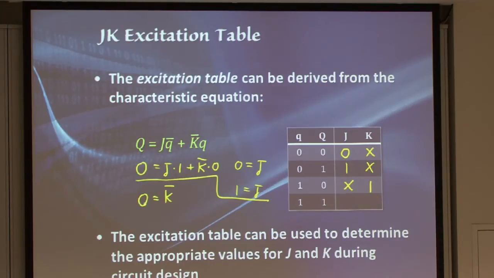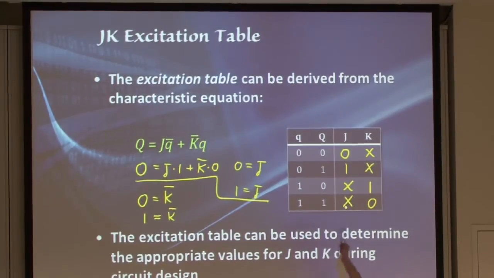And obviously, the same logic, if I want to end up in state 1 after I was in state 1, then I get not K equals 1. Therefore, K equals 0. J, I don't care.